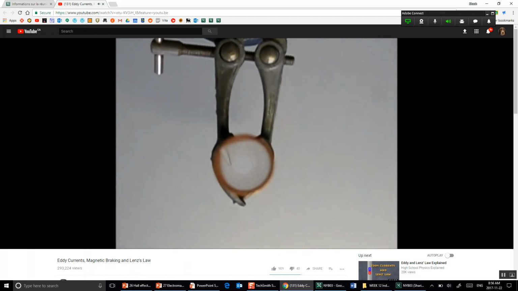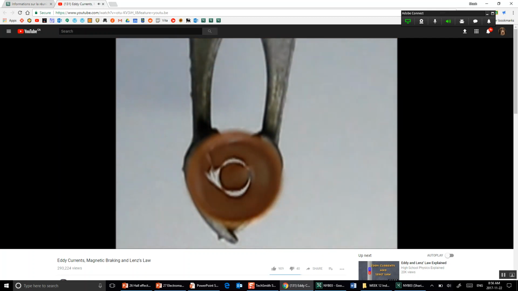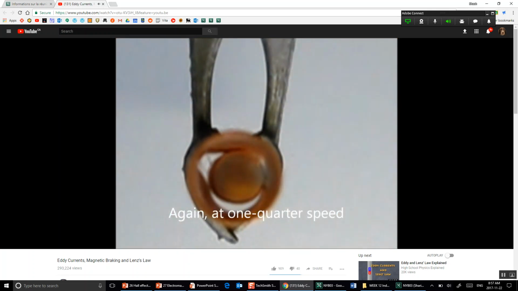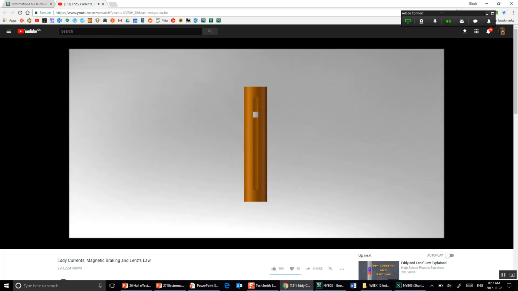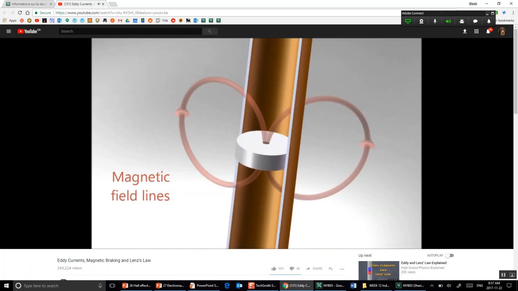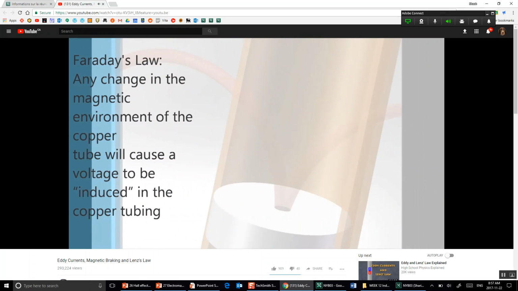If we look down on the copper tube as the magnet falls through it, you can see that the magnet never touches the sides of the tube. Therefore, friction cannot have a role in the magnet's deceleration. Using the following cartoons, we can explain the processes that are actually happening. Again, we see the magnet dropping through the tube. The red lines are added to represent the magnetic field produced by the magnet. As the magnet falls, the magnetic field in the copper tube changes. This variation in the magnetic field induces an electric current, as predicted by Faraday's law. Faraday's law states that any change in the magnetic environment of the copper tube will cause a voltage to be induced in the tubing.